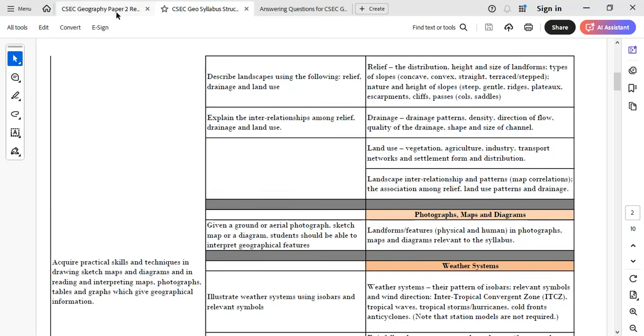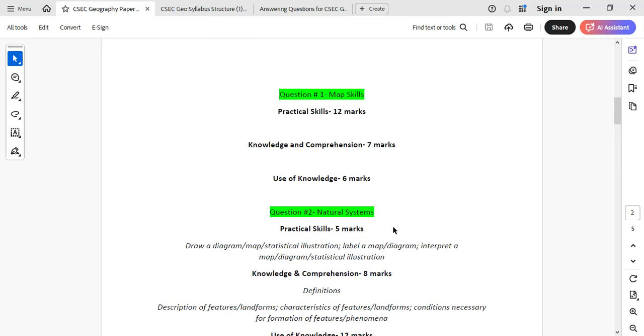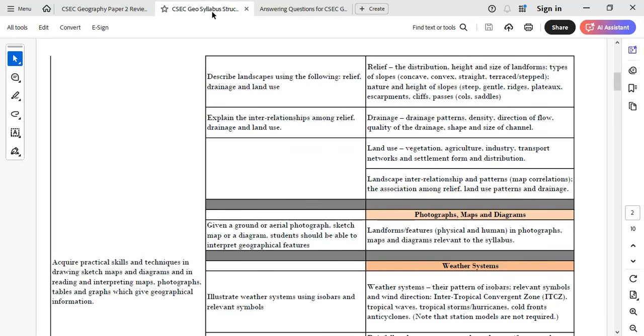But for the 6-mark question in the map question, it is usually one question where they may ask you to use that knowledge. They may ask you to explain why certain things are where they are. Explain the distribution of houses. Why are the houses located where they are located? Or why are there no houses in certain places? Or why is there cultivation where there is, or where there may not be cultivation? Those are the explanation questions.